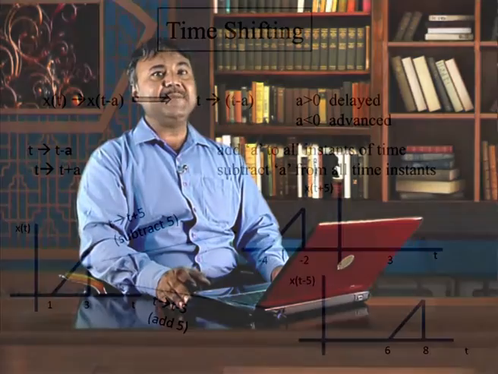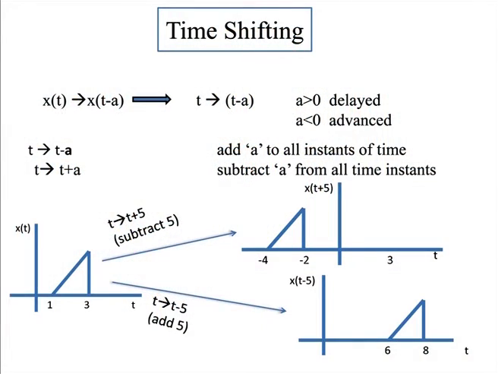Next slide. Now, in this slide we will discuss time shifting. In time shifting we are shifting the signal on the time axis. In the initial slides we discussed time scaling, here we will be discussing time shifting. So, suppose x(t), t is the argument, now t is shifted to t minus a. Suppose a is greater than 0, then we call the signal a delayed signal. If a is less than 0, then we call the signal an advanced signal.